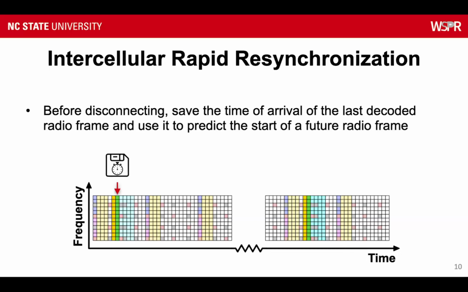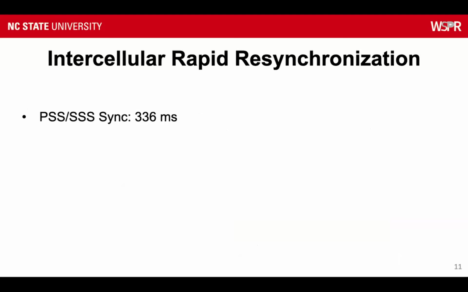When we're ready to tune off of the cell, we save the time of arrival of the last radio frame that we decoded. And then when we're ready to tune back onto the cell, we calculate the time of arrival of the next radio frame. Doing that allows us to skip blind synchronization. Our system, though, is designed to fall back to blind synchronization using those pilot signals in the event that this synchronization method fails. So let's talk about performance here.